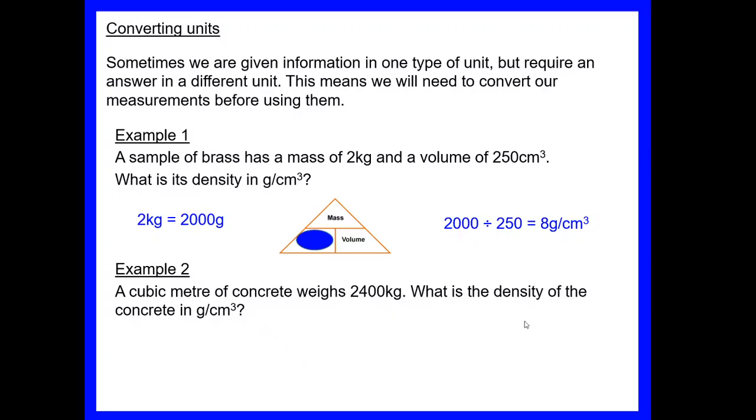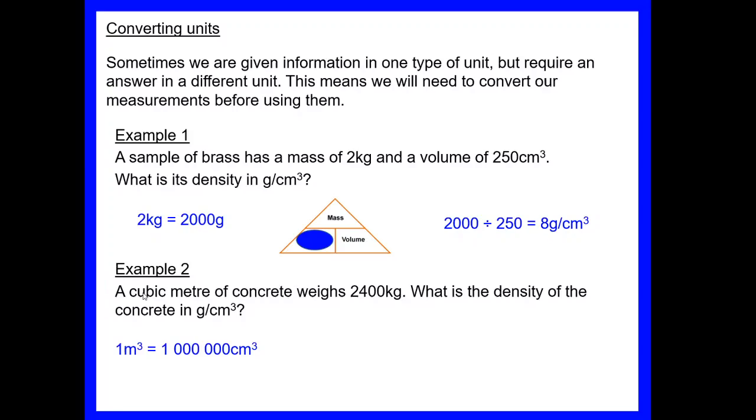Okay, let's have a look at another example just to make sure we're okay with it. So a cubic metre, so that's 1 metre cubed of concrete, weighs 2,400 kilograms. What's the density of concrete in grams per centimetre cubed? Okay, so we've got 1 cubic metre, which is 1 metre cubed, and we're asked for centimetres cubed. So that needs changing. And we've been given a weight in kilograms, and we're asked for it in grams. So that also needs changing. So we're going to change those one at a time.